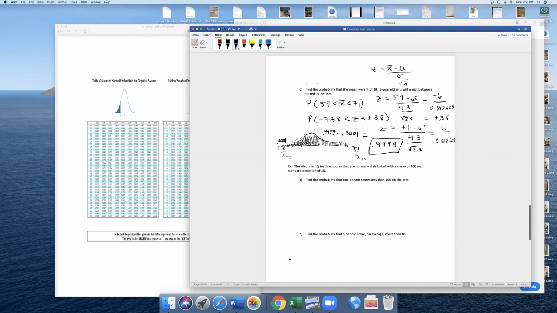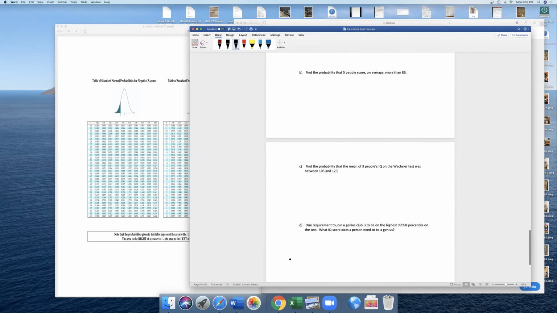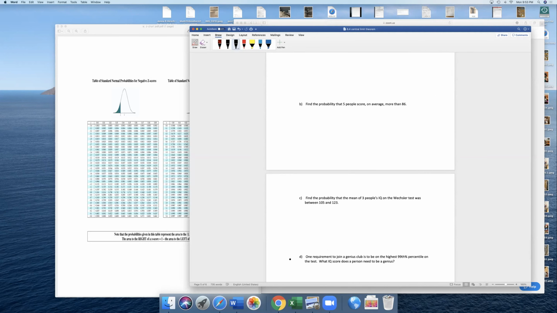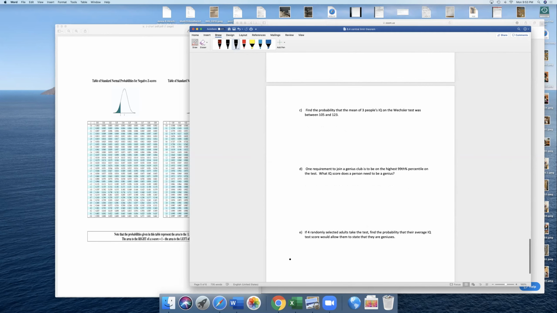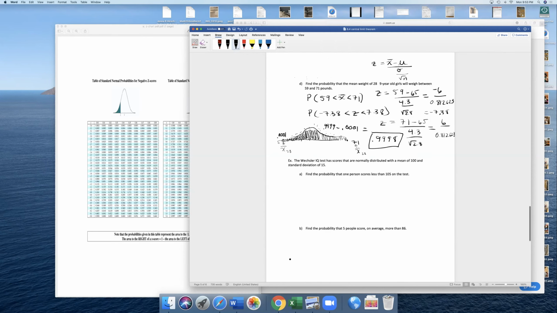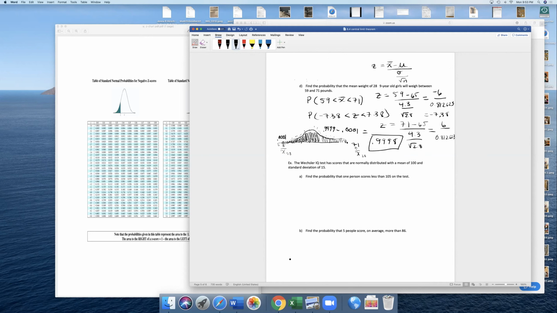Okay, so let's take a look at one more example to make sure that you are understanding exactly what we're talking about for these types of problems. Let's take a look at this next example. There's a true IQ test that's called the Wechsler IQ test. It has scores that are normally distributed with a mean of 100 and a standard deviation of 15. So let's take a look at this, and we're going to use those formulas that we were looking at before.